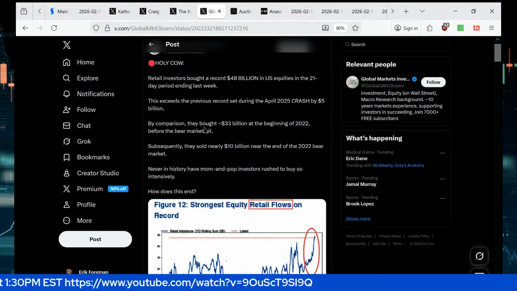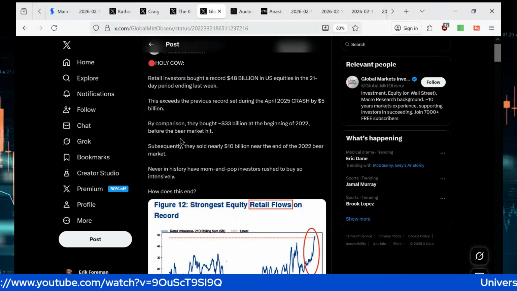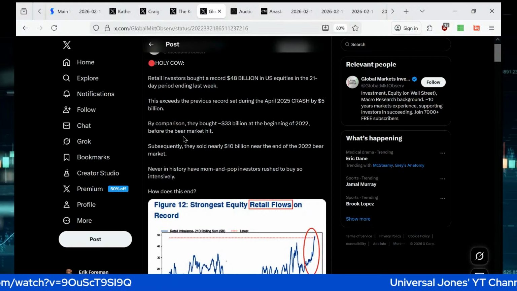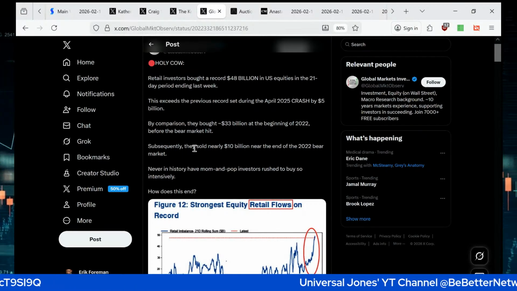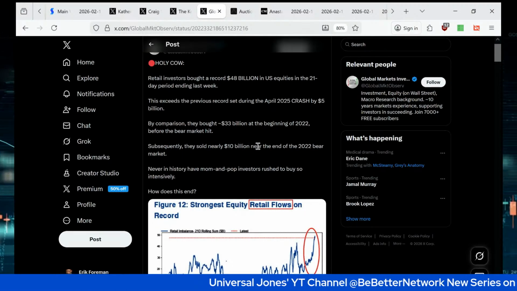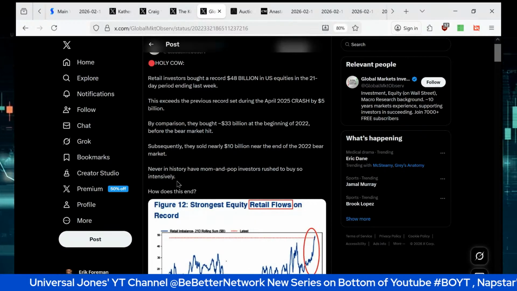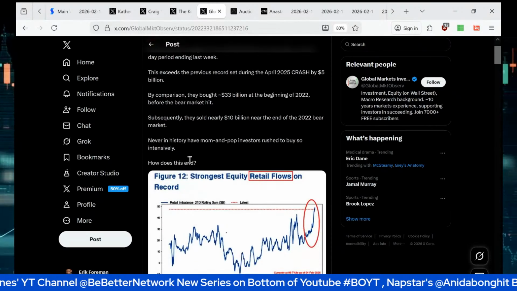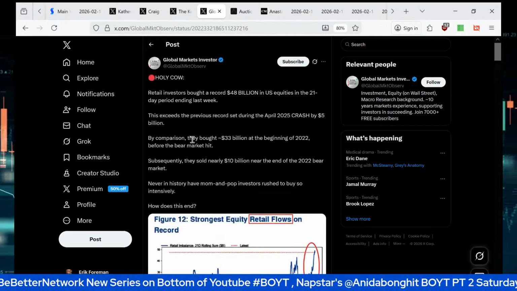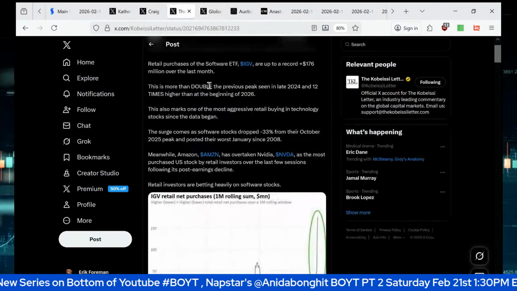By comparison, they bought $33 billion at the beginning of 2022 before the bear market hit. Subsequently, they sold nearly $10 billion near the end of the 2022 bear market. Never in history have mom and pop investors rushed to buy so intensively. How does this end? Usually not good, but we'll see.